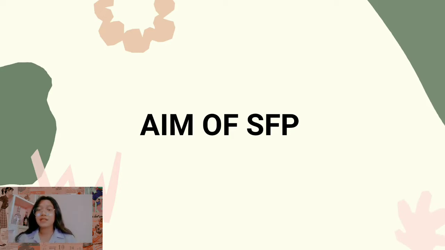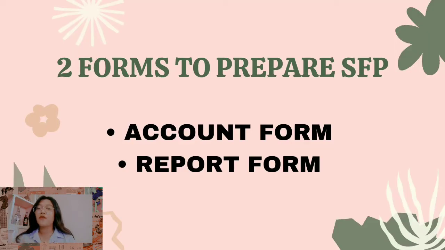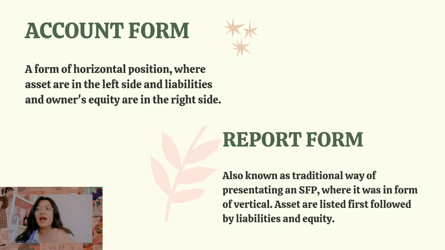Meanwhile, it is also stated that we have two forms of creating or preparing our SFP. We have here the account form or report form. Now, let's elaborate this further. Account form is in form of horizontal position where assets are in left side and liabilities and owner's equity are in the right side. On the other hand, report form is also known as a traditional way of presenting an SFP, where it was in form of vertical. Assets are listed first, followed by the liabilities and equity.